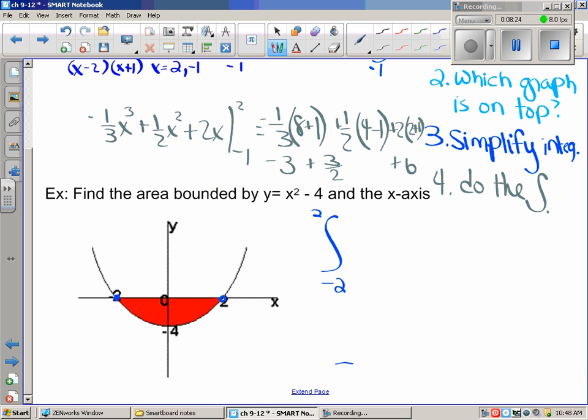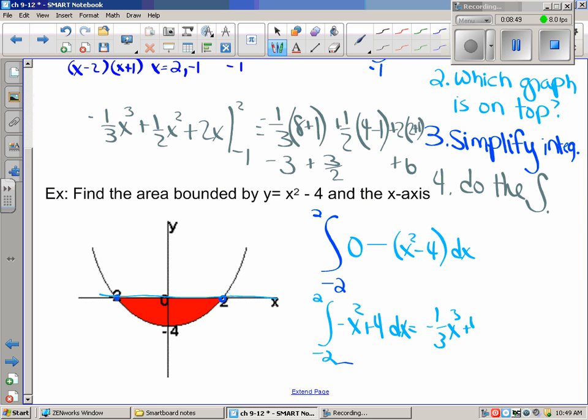Because that's the next piece. Which one is on top? Well, of course, the x-axis is. Well, how do I write that as an equation? 0, right? That's y equals 0. Minus this whole function. Very careful about your signs here because, again, you can cause some issues because you don't remember to distribute the whole negative sign through the whole thing. So I'd have negative 1/3 x cubed plus 4x evaluated from negative 2 to 2.